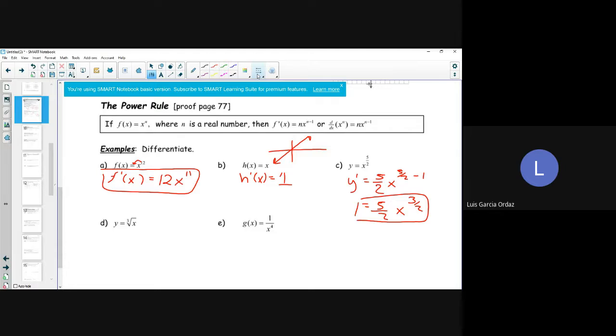Now we have y is equal to the cubic root of x, so you can easily just write this as an exponent of x to the power of 1 over 3. And I get my derivative is 1 over 3 x to the power of negative 2 over 3. But because we don't like negative exponents, this can also be written as 1 over 3x to the power of 2 over 3.